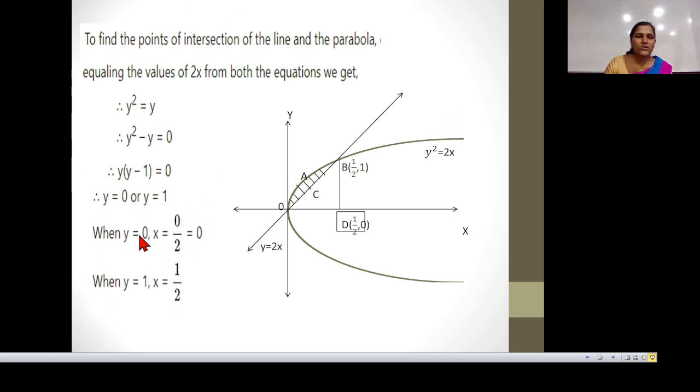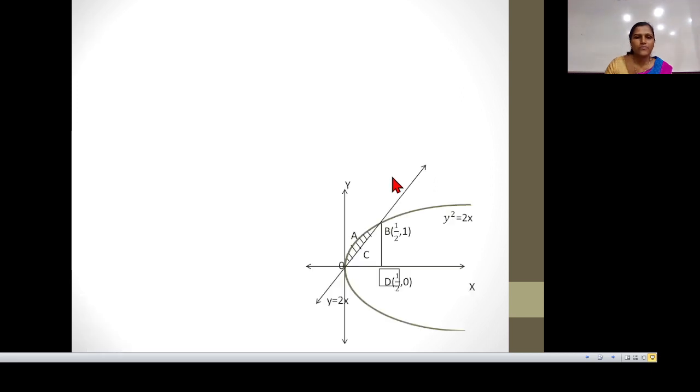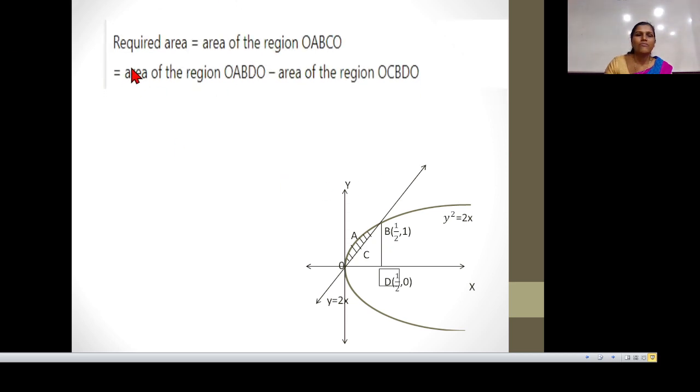So we get y is equal to 0 or y is equal to 1. When y is equal to 0, we get x is equal to 0 by 2, that is 0. And when y is equal to 1, we get 1 by 2 as our x. So we get the points of intersection as O, that is (0, 0), and our next point is B. B point is (1 by 2, 1). So the required area is the area of the region OABCO.